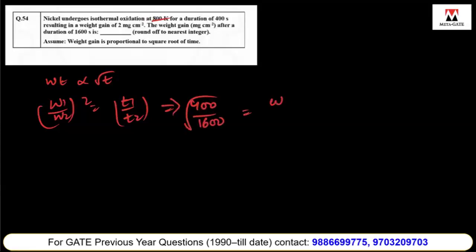Root is equal to W1 by W2. The initial weight gain is 2 milligram. So it is 1 by 4, sorry, 1 by 2. This is equal to 1 by 2. So final weight gain is 4 milligrams. Okay, thank you.